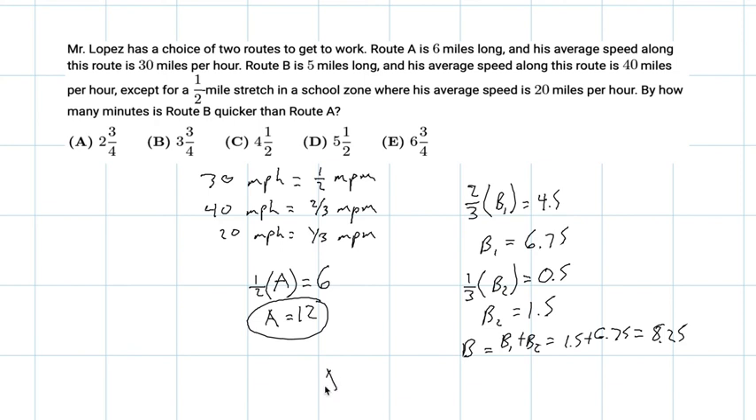And we're trying to find out by how many minutes route B is quicker than route A. So in order to find that out, we're going to do A minus B, which is 12 minus 8.25. And in doing that, that comes out to 3.75, which is the same as 3 3/4. So the answer is choice B.